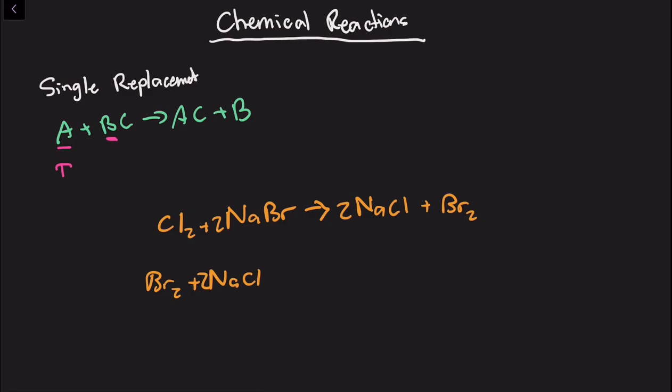Similarly, if we have our NaBr and we try to combine it with iodine, would this reaction go through? It would not, because iodine is lower than bromine on the periodic table. It's less reactive. So the higher up we go in the periodic table, the more reactive we get. Since iodine is lower than bromine on the periodic table, that means it's less reactive. Less reactive means it's not strong enough for the reaction to go through.